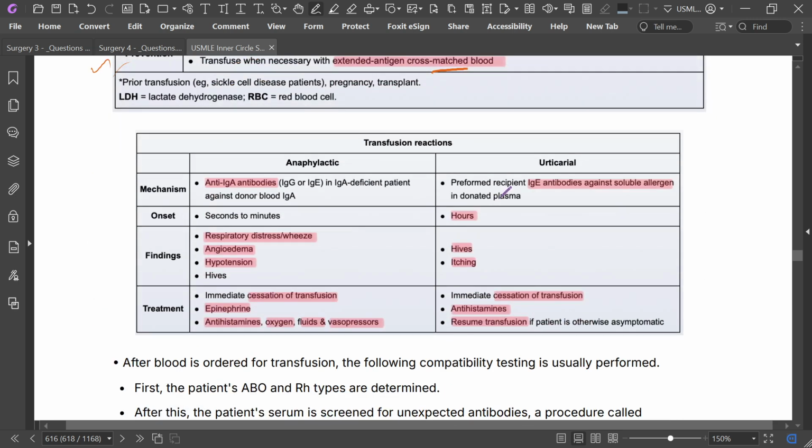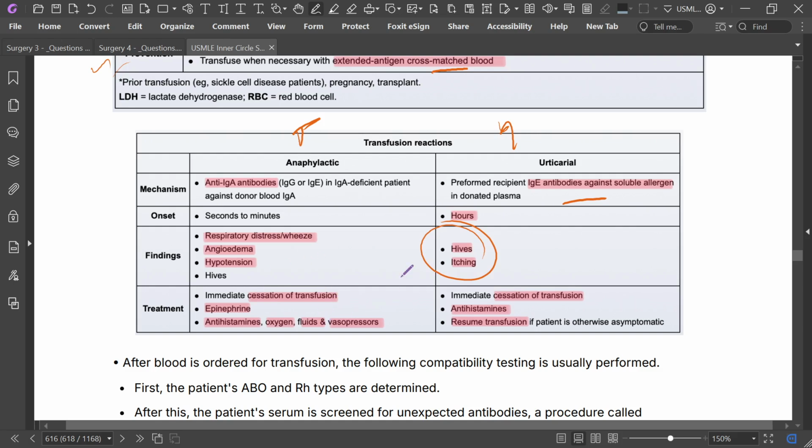Now, transfusion reactions: anaphylactic and allergic. Anaphylactic is due to anti-IgA antibody. Allergic is due to preformed IgE antibody against a soluble antigen in the donated plasma. Anaphylactic occurs within seconds to minutes, and allergic within 2 to 3 hours. In anaphylactic there is respiratory distress, angioedema, hypotension. In allergic there are hives and itching, with no respiratory distress.